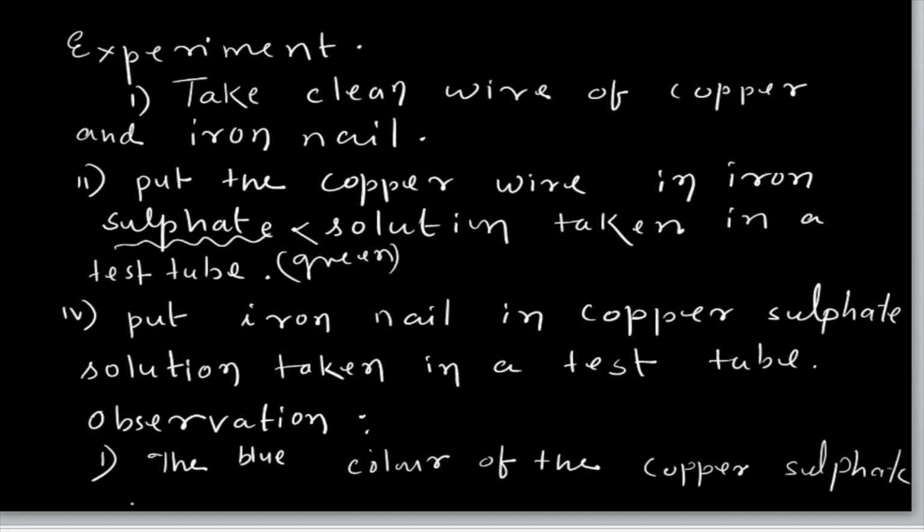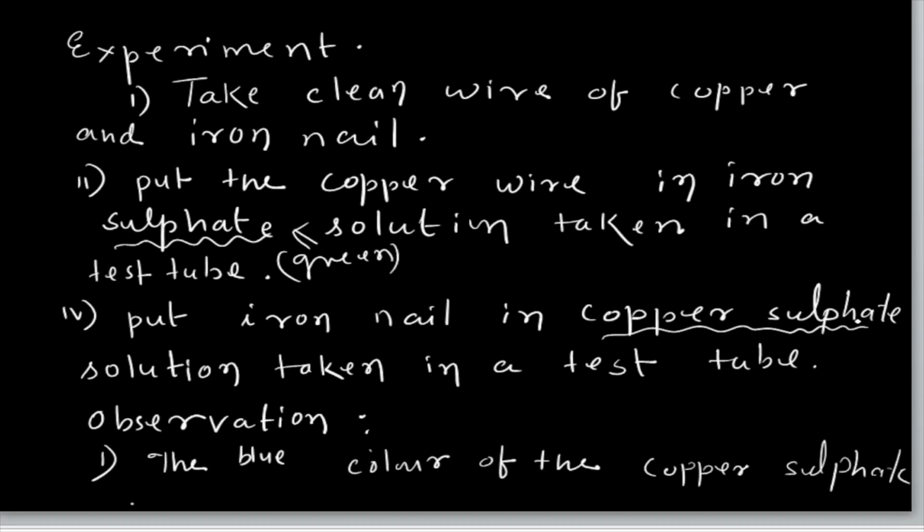And here what happened? Put the iron nail in copper sulfate solution. So put the copper wire in iron sulfate solution, and similarly the iron nail in copper sulfate solution. That means when you take the copper wire, you take ferrous sulfate solution, and when you take the iron nail, you take copper sulfate solution. You dip them oppositely in the test tubes. Then what is the observation?